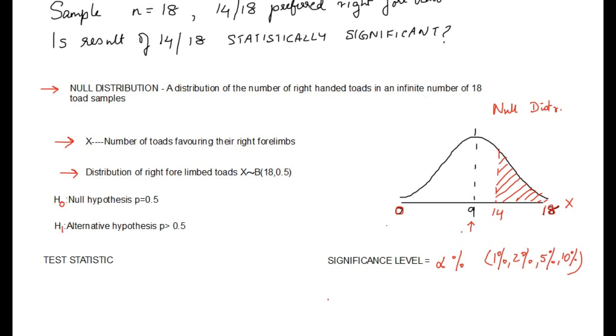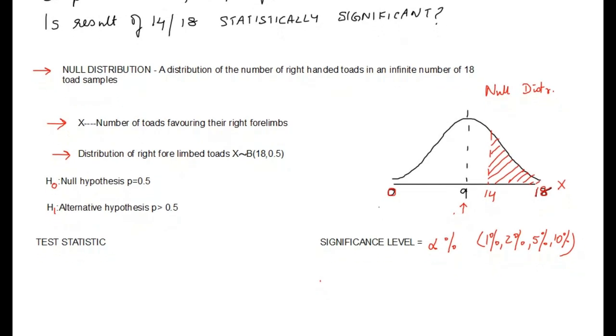Okay. Now, what do we do? How do we check the statistical significance? We calculate the probability of x being the same as our experimental value of 14 by 18 or better than it. So probability, I've marked it here in red.